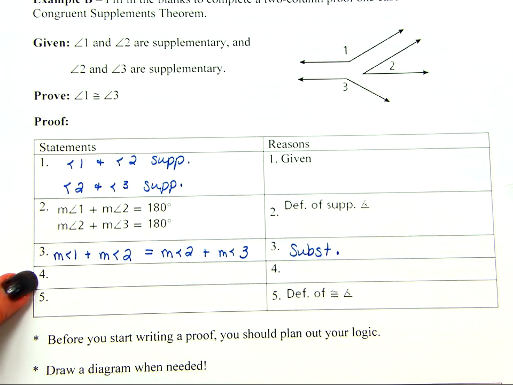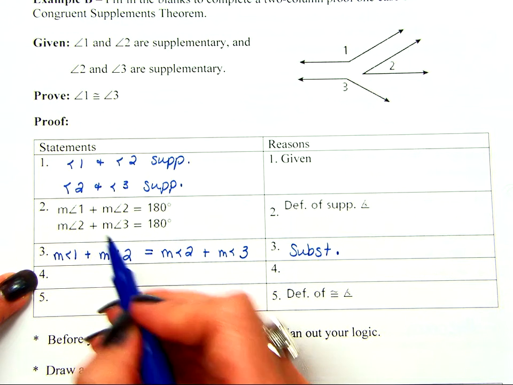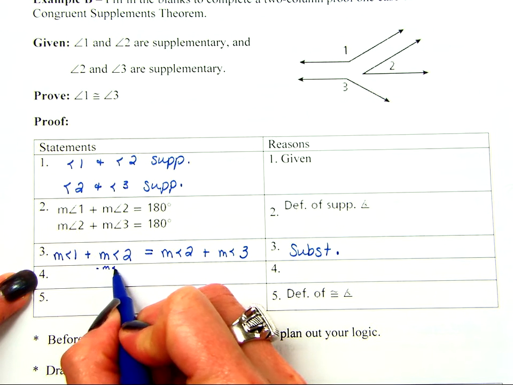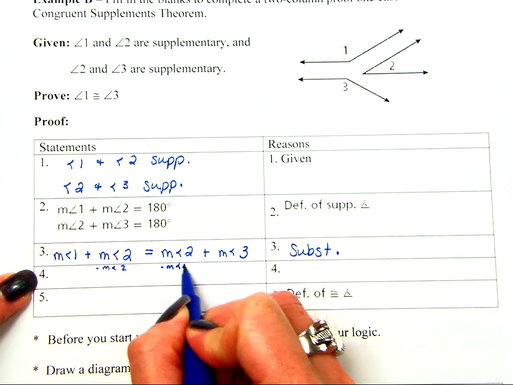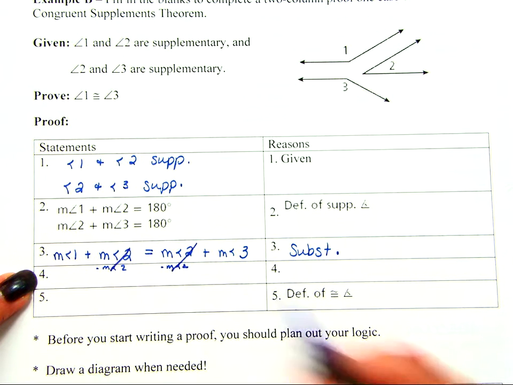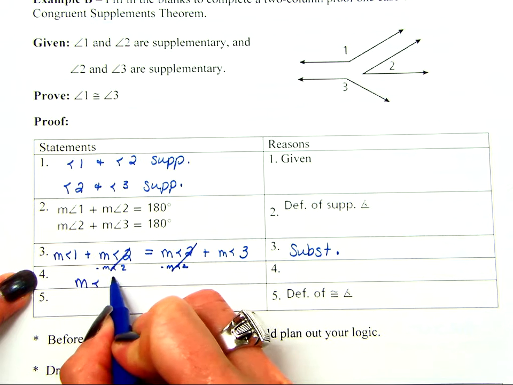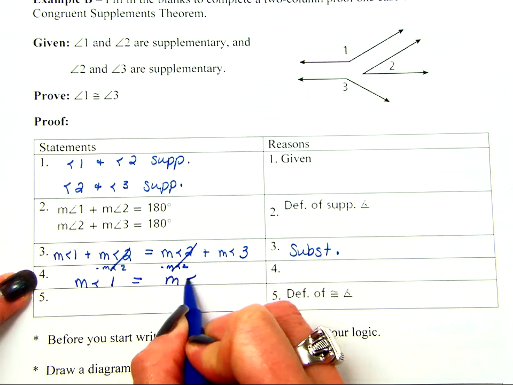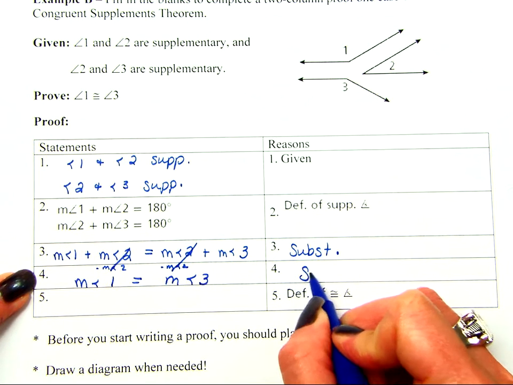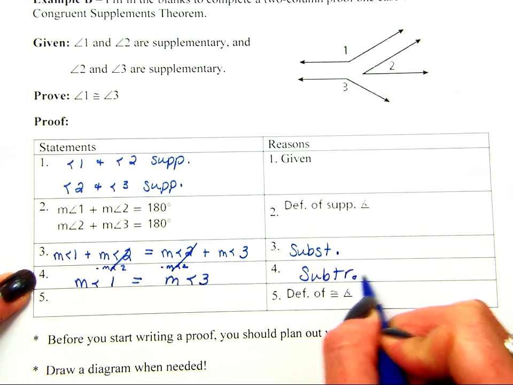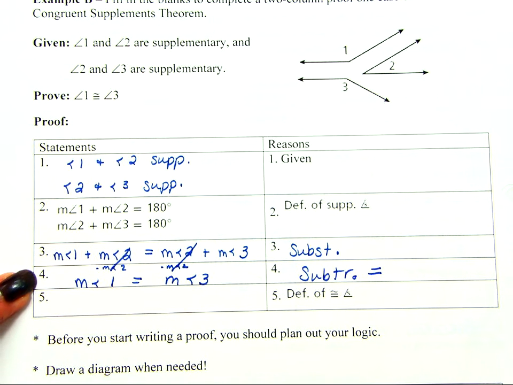And now, because I'm trying to show angle 1 is congruent to angle 3, in my step 4, I'm actually going to make a subtraction. If I subtract angle 2 from both sides, it drops off. So I'm left with the fact that the measure of angle 1 equals the measure of angle 3. How did we get that? We used the subtraction property of equality.